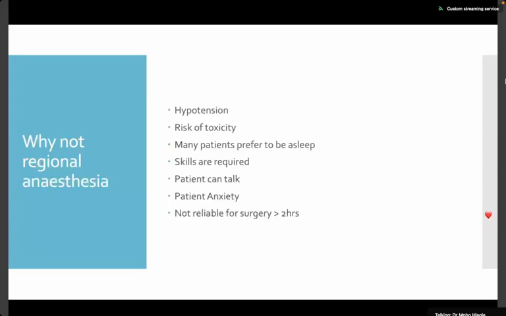I actually laughed when I saw that patients can talk, because I sometimes don't want to have a very talkative patient. I want my patient to be quiet. And so sometimes I give them Dormicum just to keep them quiet. But patients also become very anxious, and it's not reliable for surgery more than 2 hours. But this is more to do with spinal anesthesia.